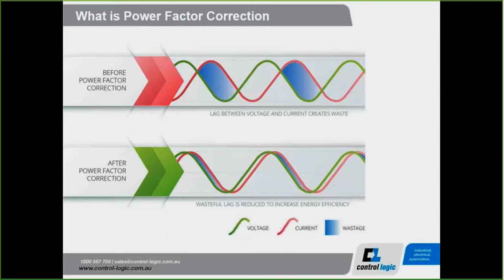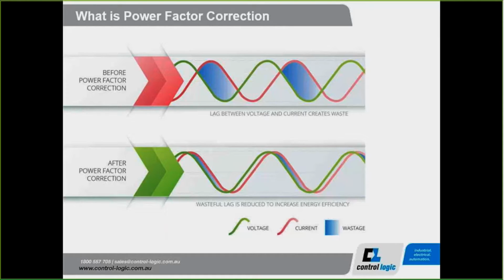Okay, so we've got a graph, the next graph up here. There's two parts to it. The top part is showing voltage in green and current in red. And this is, say, for an inductive load without any power factor correction. So we can see the current, shown in red, is lagging behind the voltage. And the difference between the current and voltage, shaded in blue, is wastage, it's power that's being wasted due to this poor power factor.